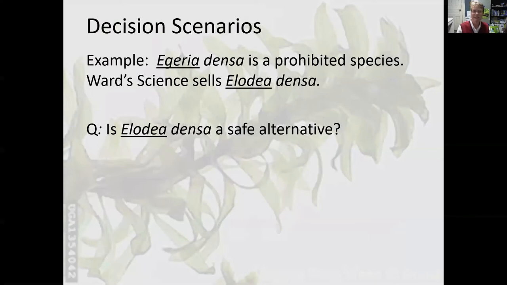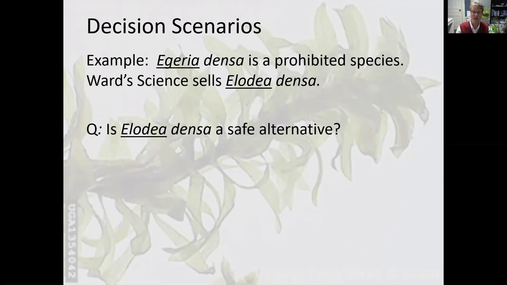So here's a couple of decision scenarios, and I don't necessarily expect you to come up with a correct answer, except that hopefully by the end we'll get an idea of what's the best bet. From the invasive species website, we have Egeria densa, which is prohibited. That's actually the Brazilian waterweed. And Ward's Science sells Elodea densa, so they look like two different things.